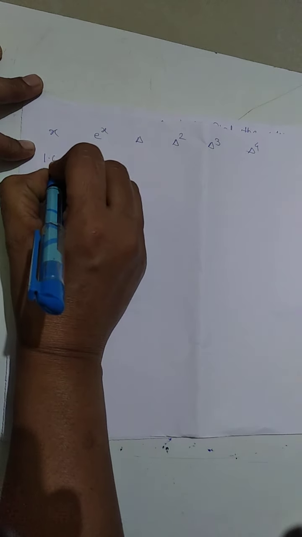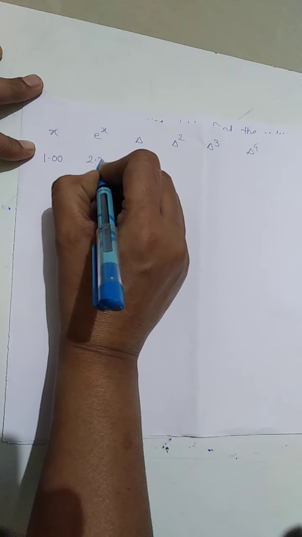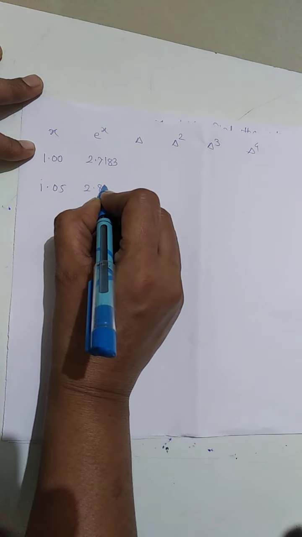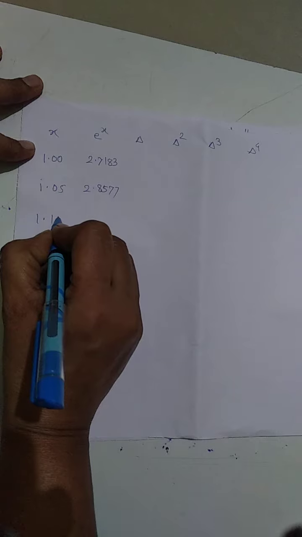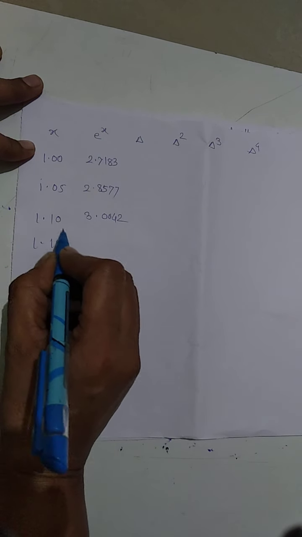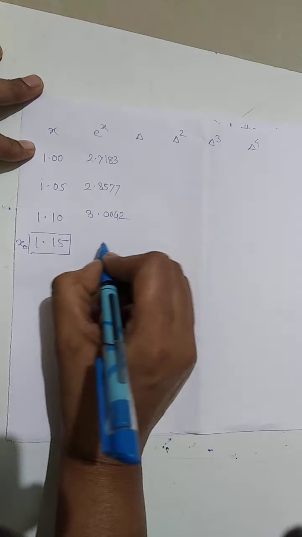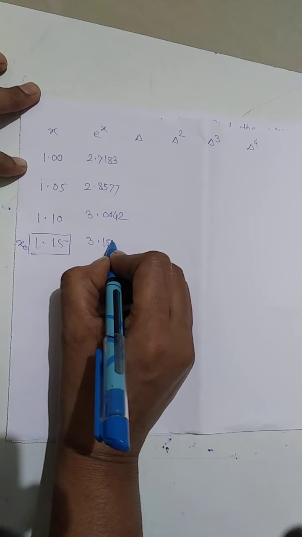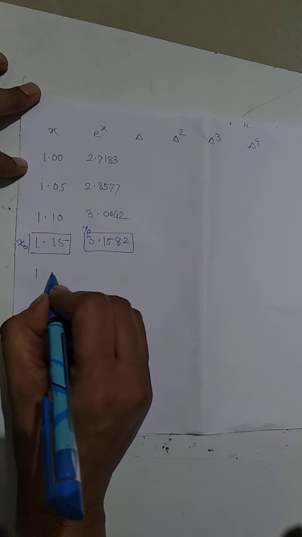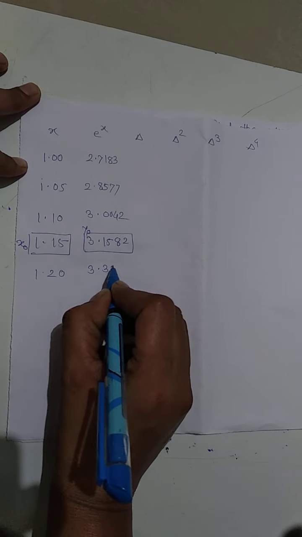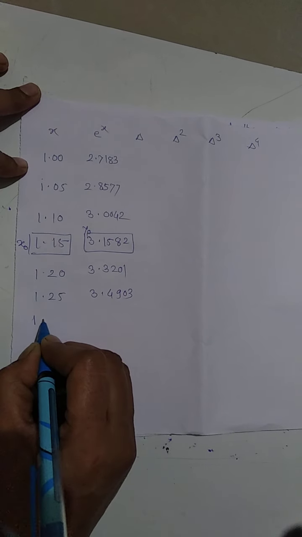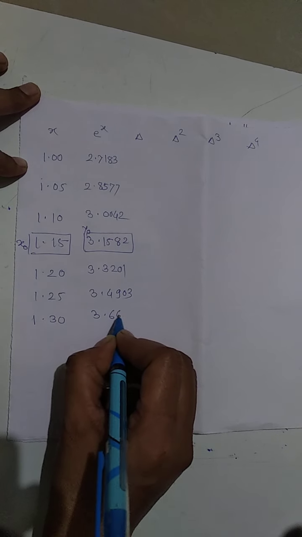Here x is 1.00, then e to the power x is 2.7183; x is 1.05, this is 2.8577; 1.10, and value of this is 3.0042; 1.15, this is the value of x0, and y0 is 3.1582; 1.20, 3.3201; 1.25, 3.4903; 1.30, 3.6693.